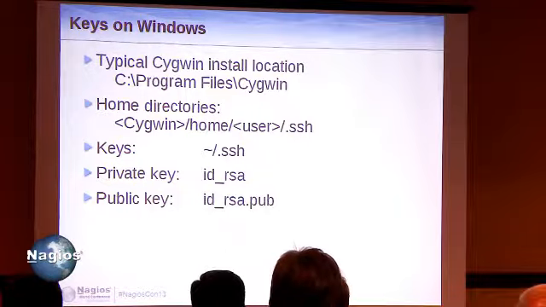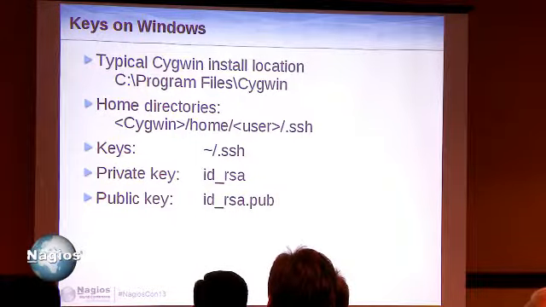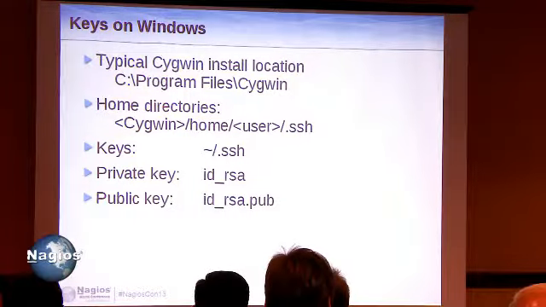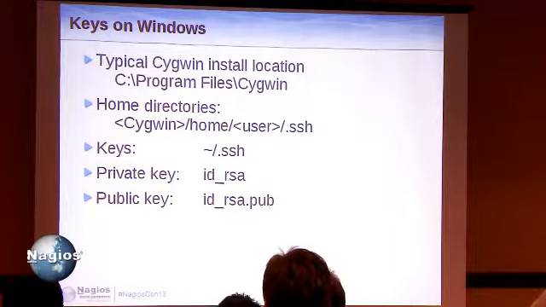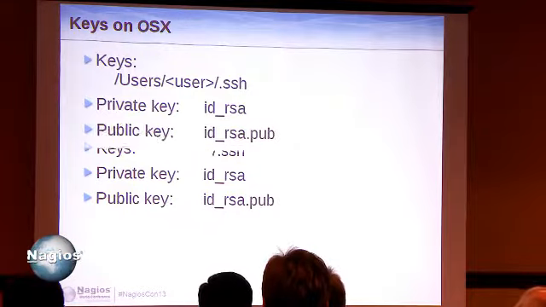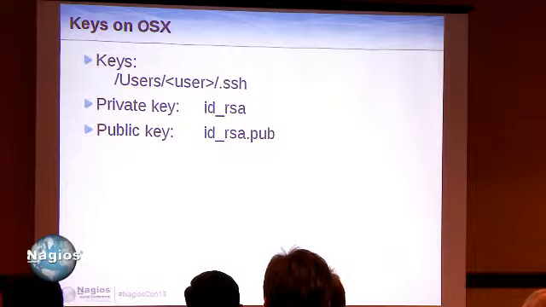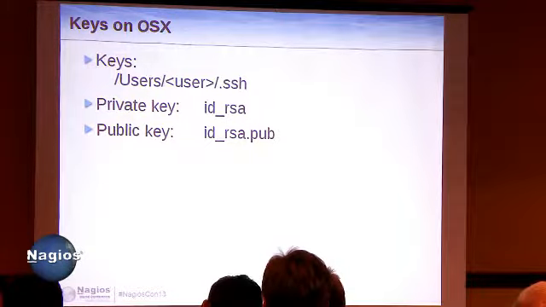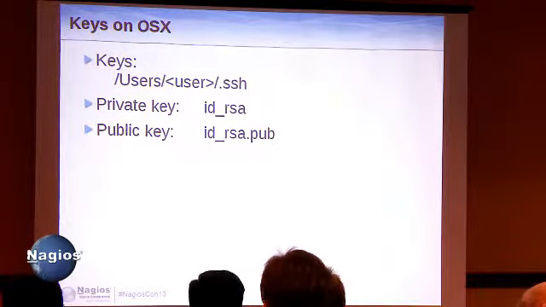If you want to get to the system drives from the Cygwin directory, you would use a path of /cygdrive/C or D or E or whatever if you want to get back to the Windows drives. Key names are still the same, .ssh, ID_RSA, and ID_RSA.pub. On OS X, it's very similar, except the home folder is /Users instead of /home.